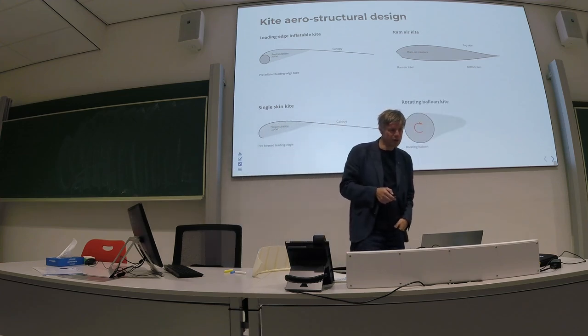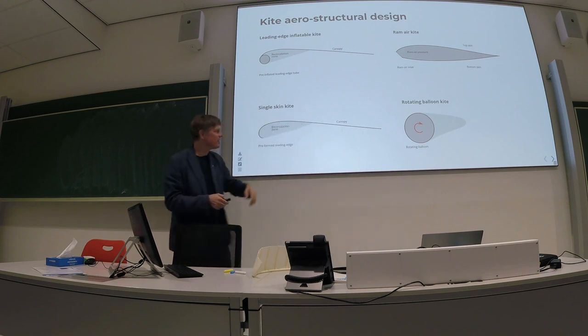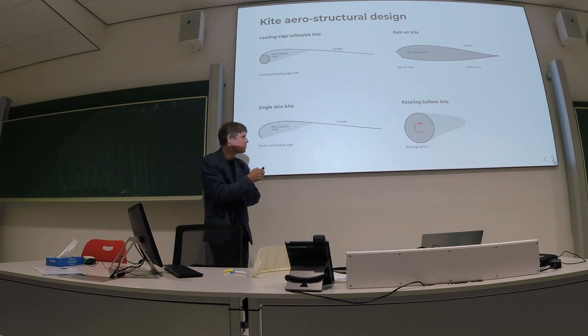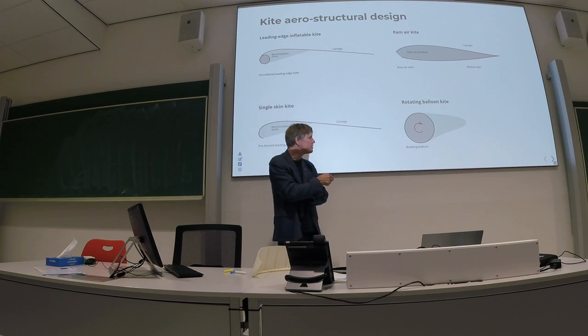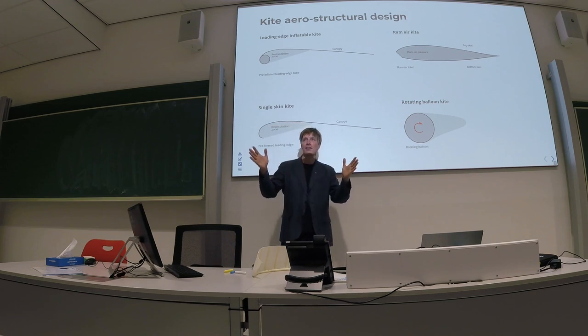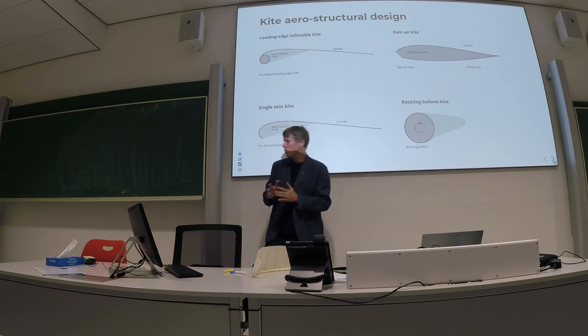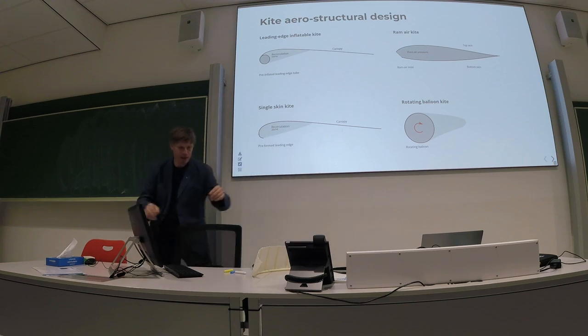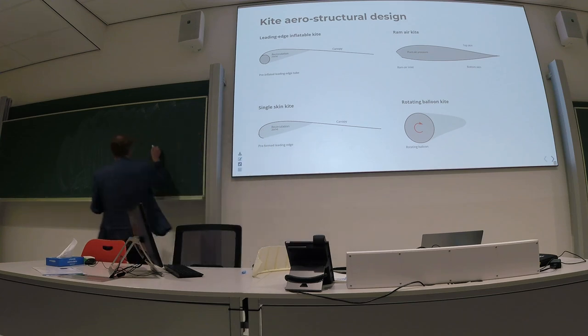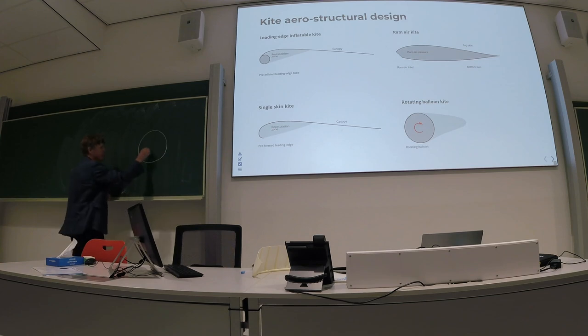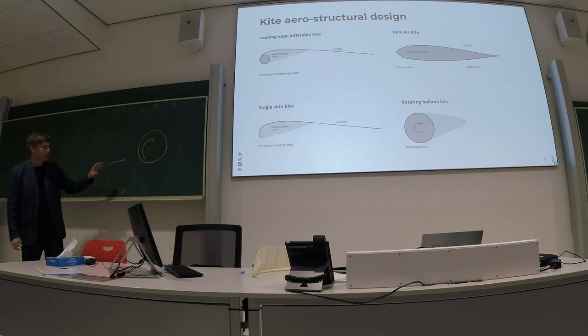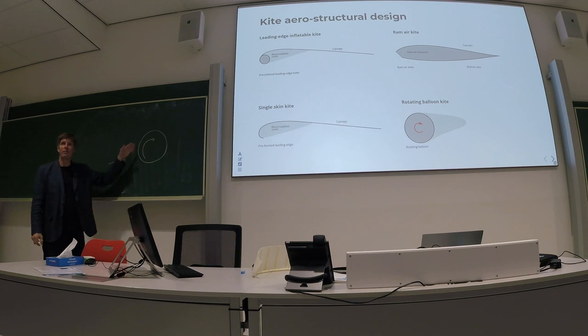And then there is a special concept, the rotating balloon kite. It sounds quite fancy. It uses the so-called Magnus effect. Who knows what the Magnus effect is? Okay, not many. So if you have a cylinder, and the cylinder is in an airflow, and the cylinder rotates, this cylinder creates a lift force.